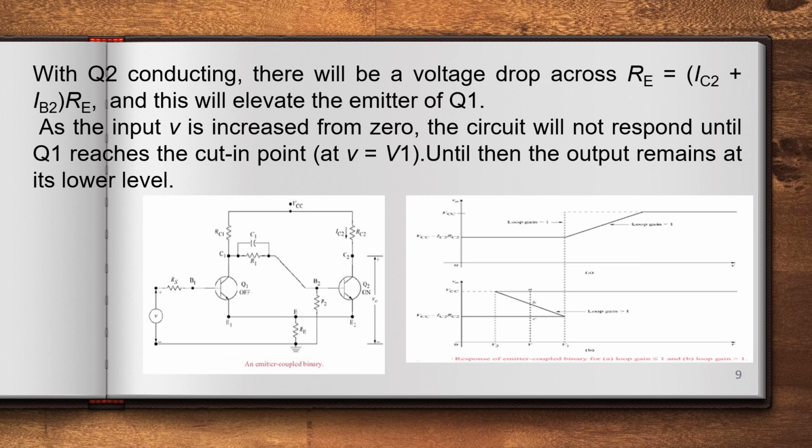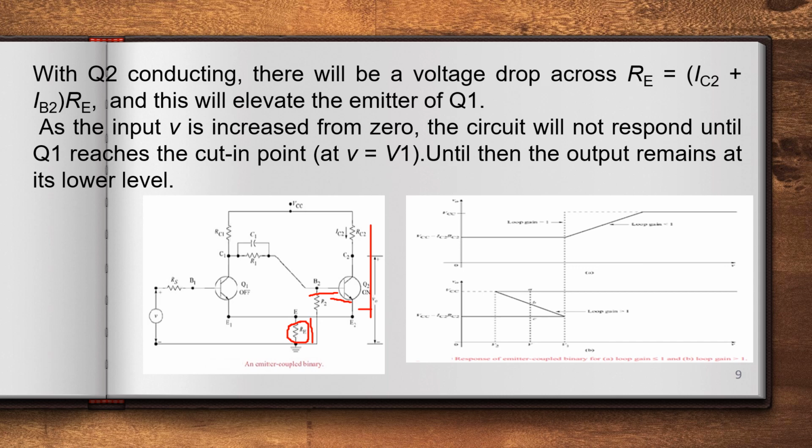Now Q2 is conducting, and there will be a voltage drop across it. Q2 gets enough base drive, enough base current from VCC, and hence collector current flows in this direction. The emitter current is equivalent to the base current plus the collector current of transistor Q2.